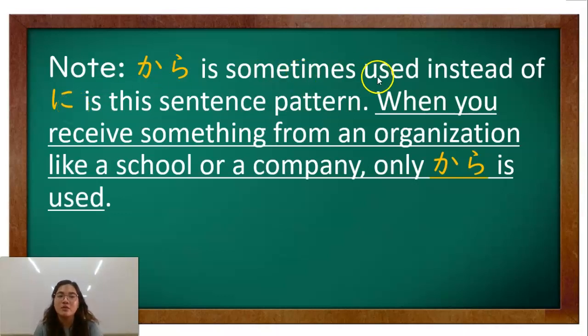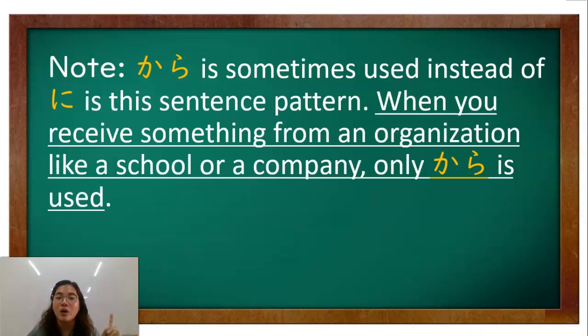Kara is sometimes used instead of ni in this sentence pattern. Okay, so to the last part, when you receive action, sometimes we use kara. When you receive something from an organization like a school or a company, only kara is used. Okay, kung natanggap mo naman ang isang bagay from a school or organization, so kara is used. So, remember, kara means from. You can just say, I received my certificate from the school. Okay? So you use kara in that sentence.